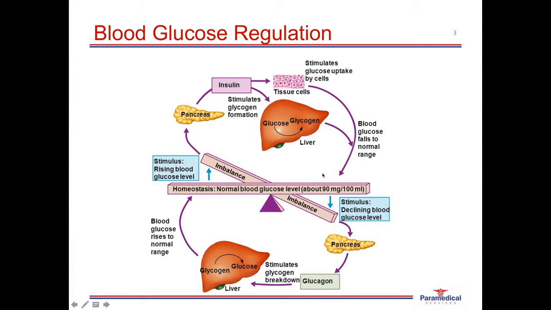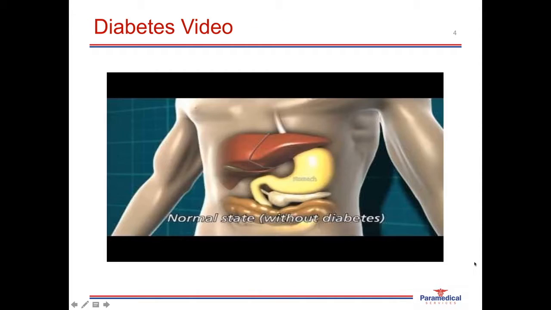Now, having a look at the opposite scenario, say somebody has skipped a meal, skipped lunch, and their blood glucose levels start to drop, the pancreas then releases glucagon. Glucagon stimulates the glycogen that's stored in the liver to break down to glucose, which is released into the bloodstream to increase the blood glucose levels to a normal range.